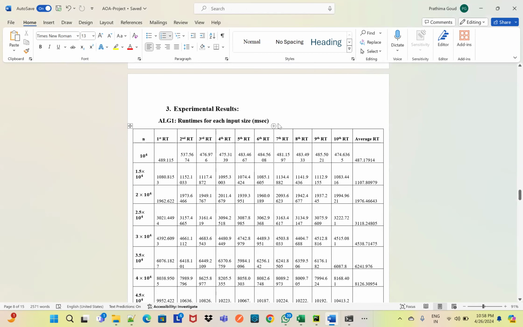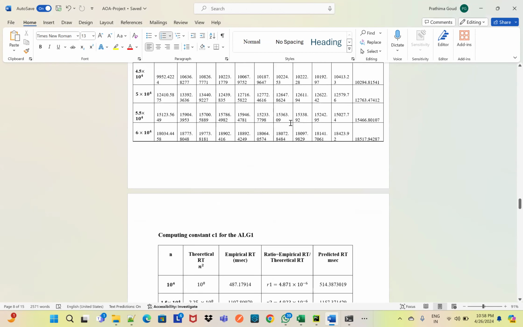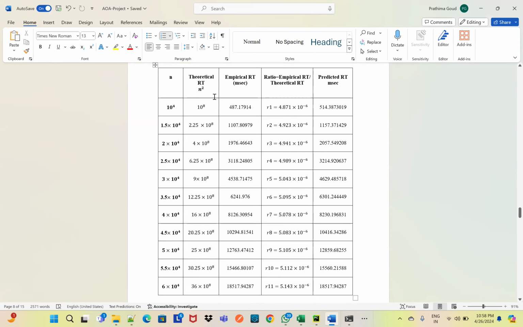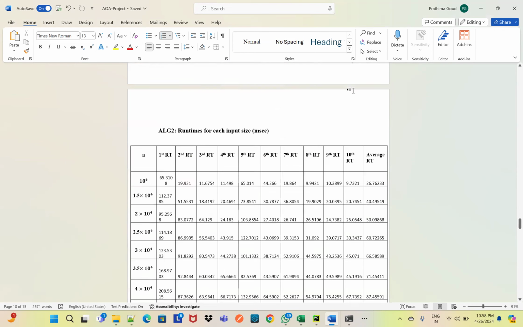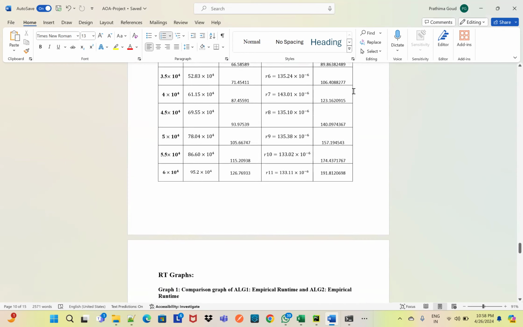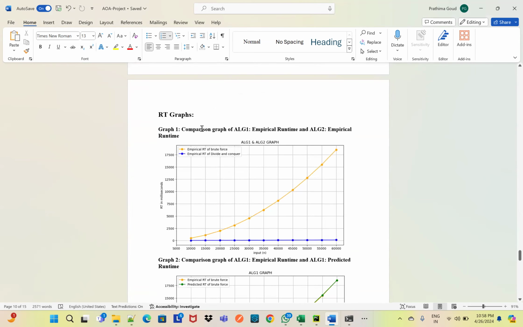These are the runtimes I have recorded for each input for both algorithms. And I have also recorded the theoretical runtime, empirical runtime, the ratio, and the predicted runtime for the brute force and divide and conquer algorithms. And these are the graphs.